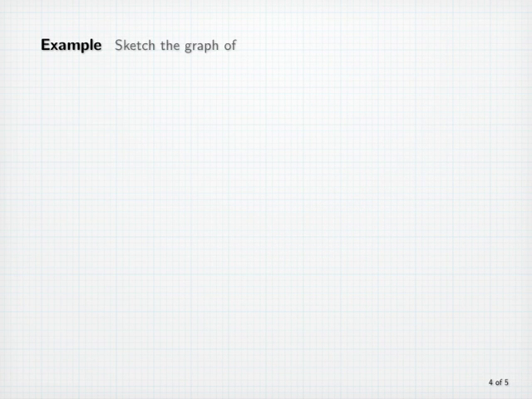Example. Sketch the graph of f of x equals x cubed divided by x squared minus 3. Let's first notice that the denominator here is equal to 0 when x is equal to plus or minus the square root of 3. So we expect to have vertical asymptotes at each of those numbers. So let's calculate all of the one-sided limits as x approaches either plus or minus the square root of 3.